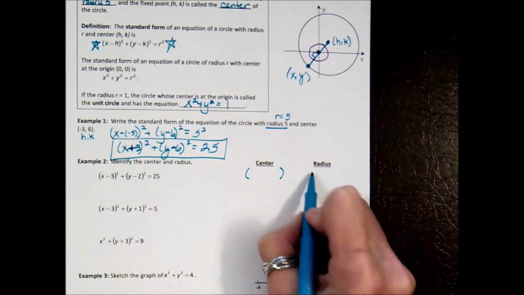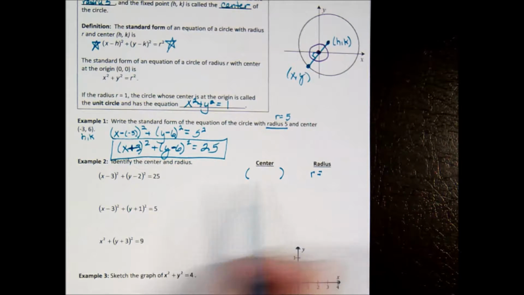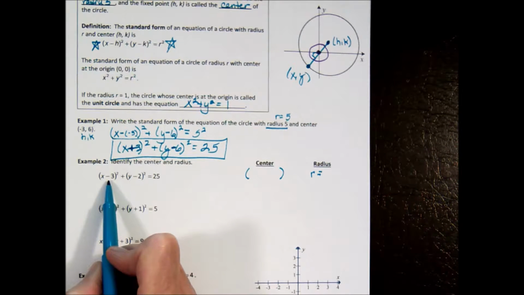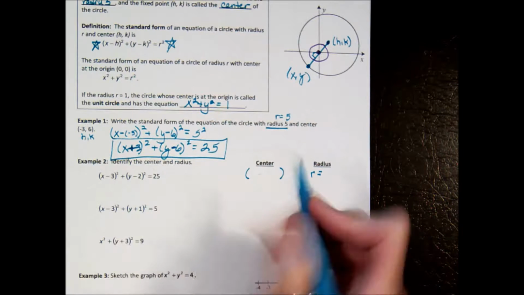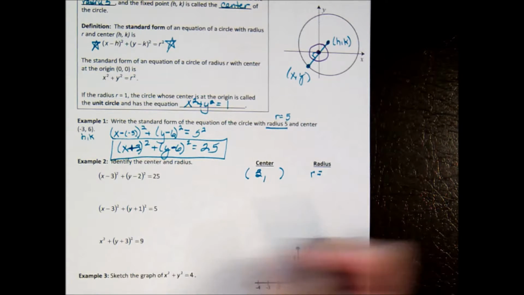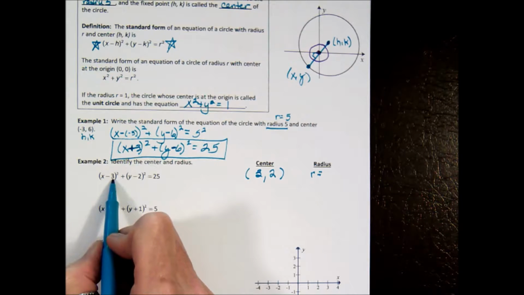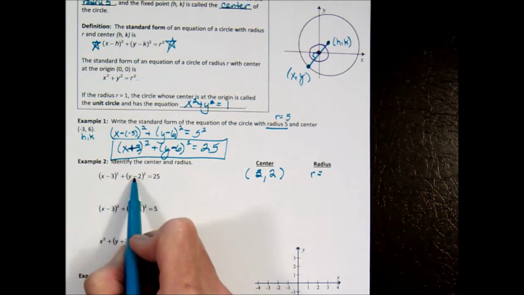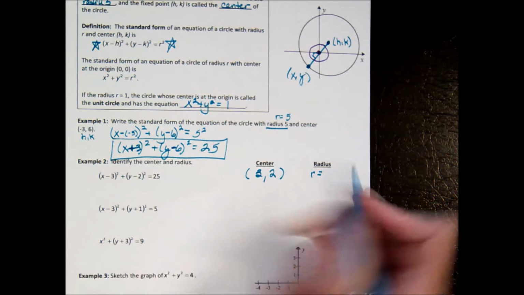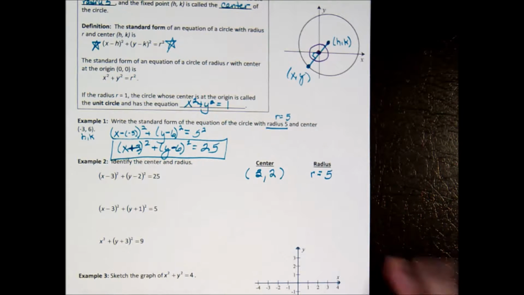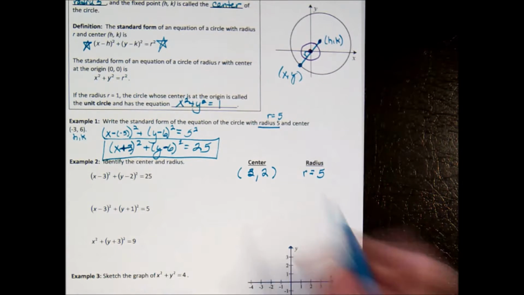So here, for the center of this circle, remember I said it's going to be the opposite. So this is going to be a +3, and this is going to be a +2 because I subtracted a +3. That's why it's x minus 3, and I subtracted a +2, and then the square root of 25 is 5. Because remember that radius got squared.